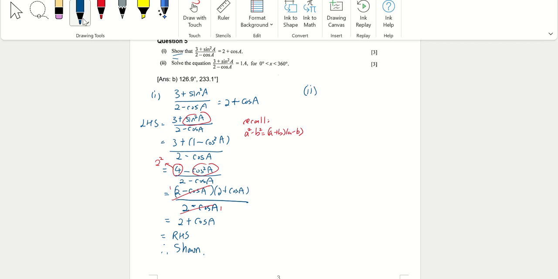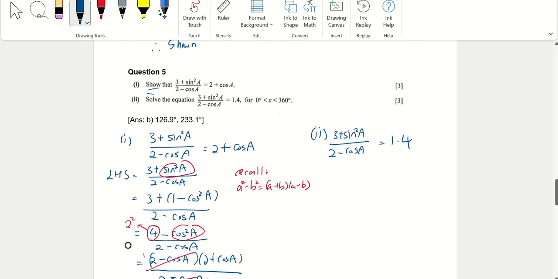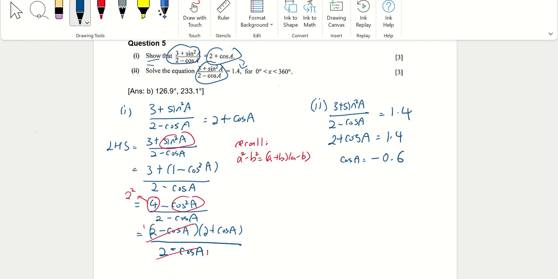Now let's look at part 2. Solve the equation (3 + sin²A)/(2 − cos A) equals 1.4. You can see that part 2 is a continuation from part 1. In part 1, we have shown that it's actually 2 + cos A equals 1.4, because this and this are equal. So that means 2 + cos A must equal 1.4. So my cos A will be −0.6.